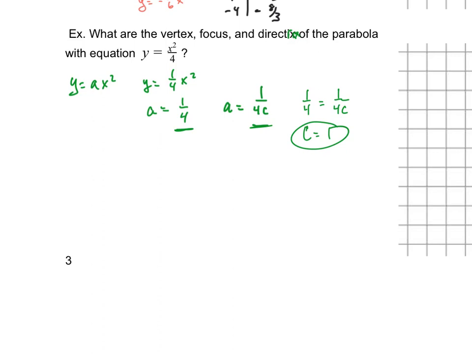And since the vertex is at the origin, and we know c is 1, we pretty much can conclude that the focus is going to be the point (0, 1). And if that's the case, then we know that the directrix is the line with the equation y equals negative c, so y equals negative 1 is going to be my directrix. And we can go ahead and graph those now using some points calculated from the calculator or manually.